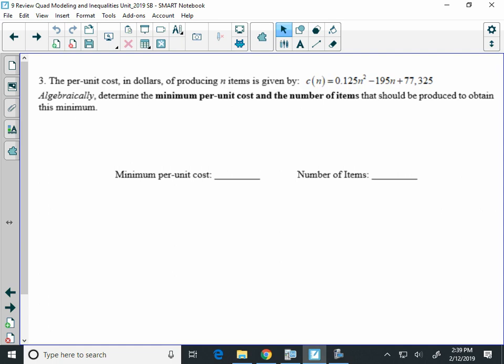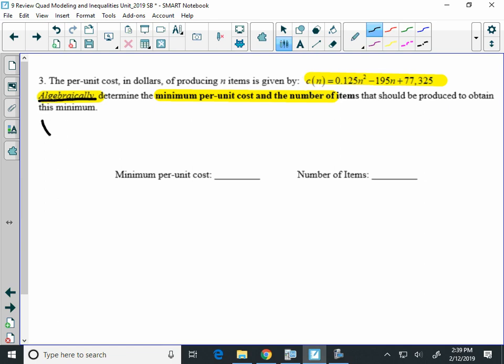Alright, so number 3 says the per unit cost in dollars of producing n items is given by this equation. Now, it wants you to algebraically find the minimum cost and the number of items that need to be produced to create that minimum. Whenever we're asked to find the minimum or maximum algebraically, you need to use this formula: x equals the opposite of b over 2a. In this situation, our x variable is being represented by n. So really, we have n equals the opposite of b over 2a.